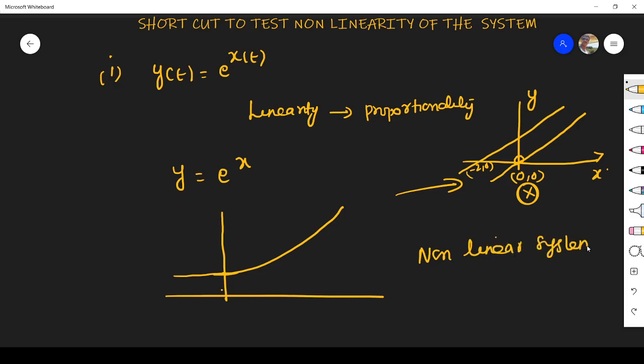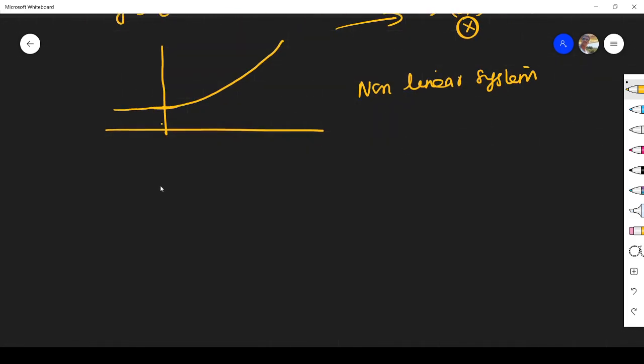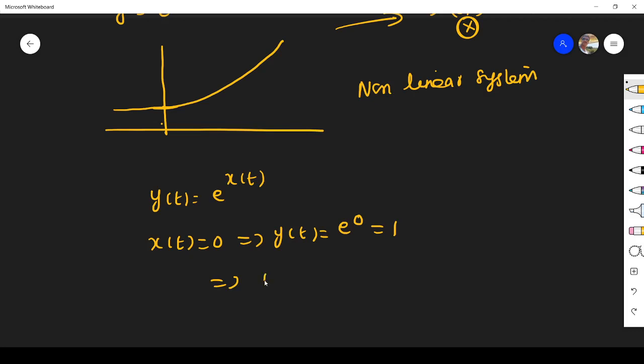This is one way to solve the problem. There is another way to check whether it is a non-linear system or not. Yes, y of t is equal to e power x of t is non-linear. Let x of t be equal to 0. That means we make the input equal to 0. This implies y of t is e power 0, which is equal to 1. So the input is 0 but the output is 1. It is not a linear system at all. It is a non-linear system, damn sure. Without input we should not get output, right? That is the proper system. It is a non-linear system. Simple.